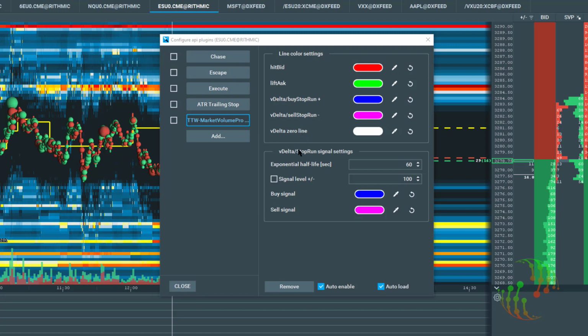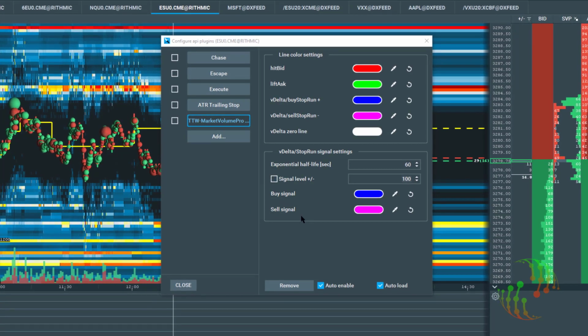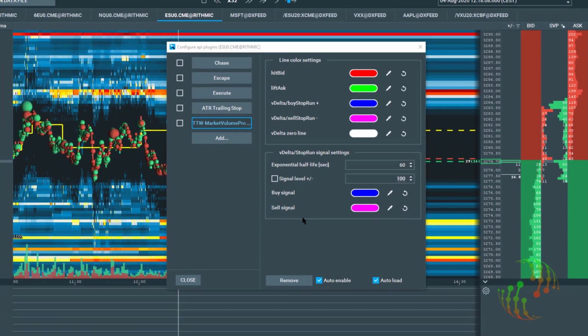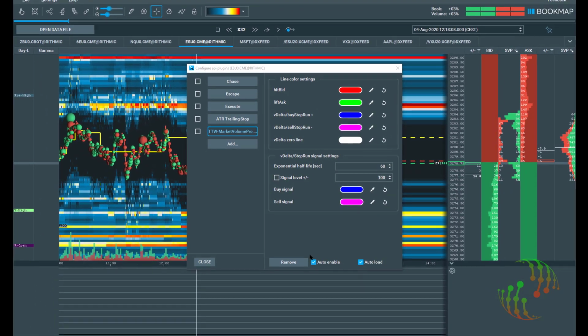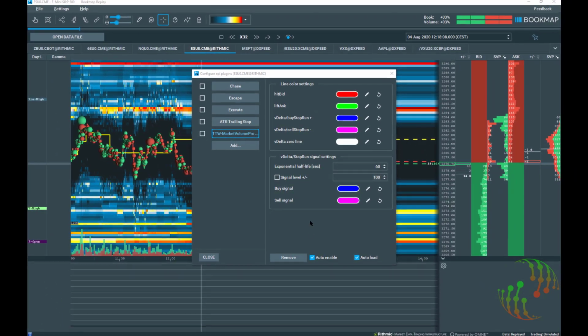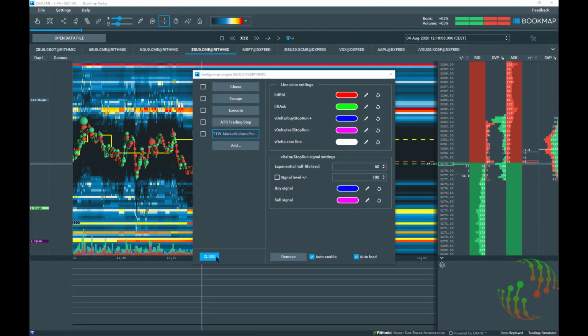Additional functions are Exponential Half-Time live second, which is set to 60, and signal levels, which can be defined individually for each instrument. By that I mean futures as well as stocks. Buy and sell signal colors as well, all colors in this panel are freely adjustable according to personal preferences. Let's see these functions on the chart.